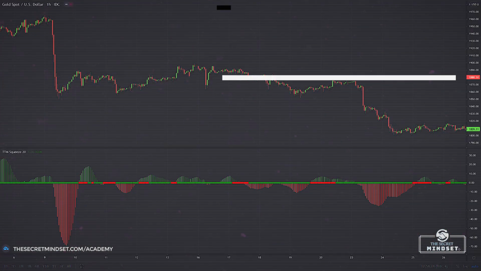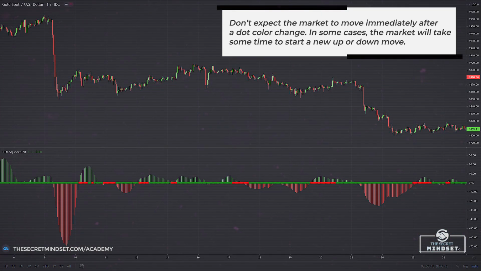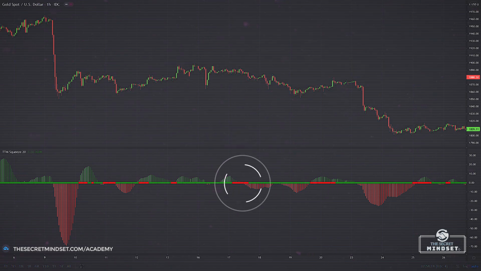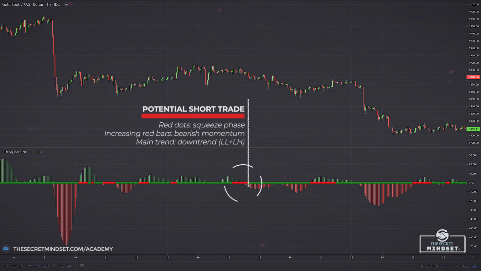Don't expect the market to move immediately after a dot color change. In some cases, the market will take some time to start a new move up or down. Here's an example to illustrate this on the 1-hour time frame. We can observe the red dots shift to green dots, and we know there is bearish momentum behind the potential squeeze, an ideal entry for a short trade.